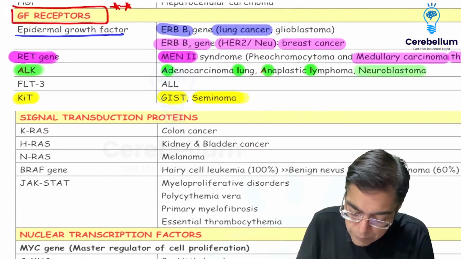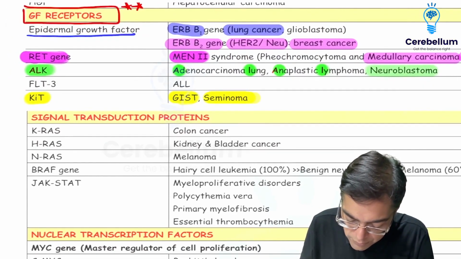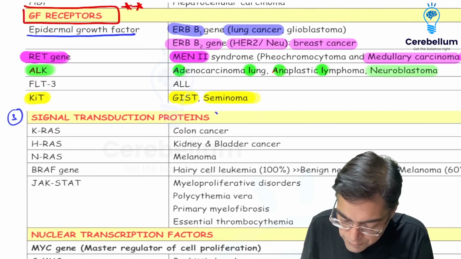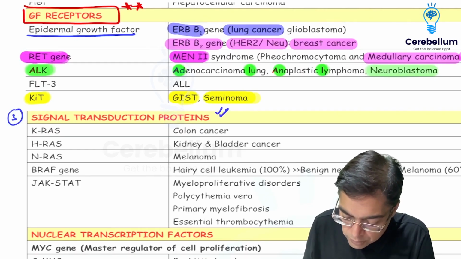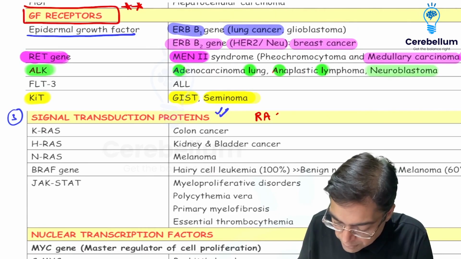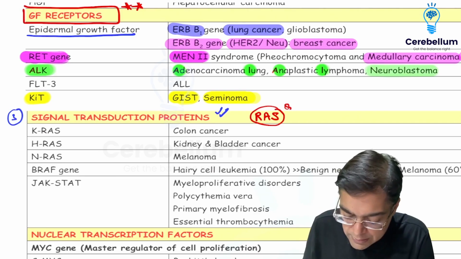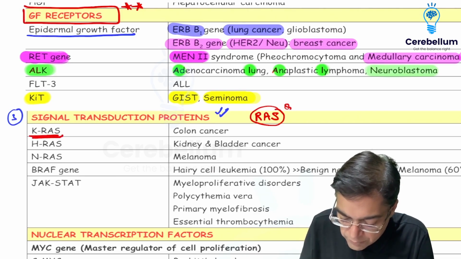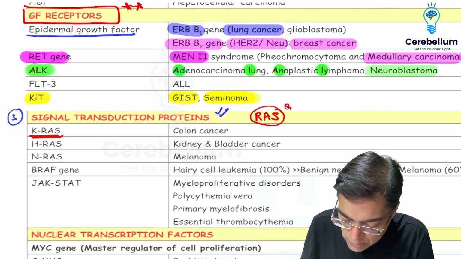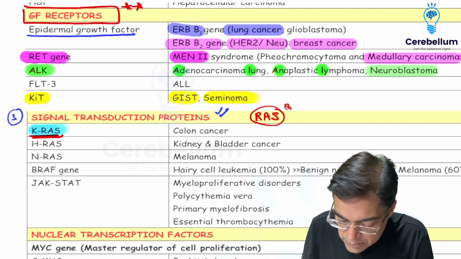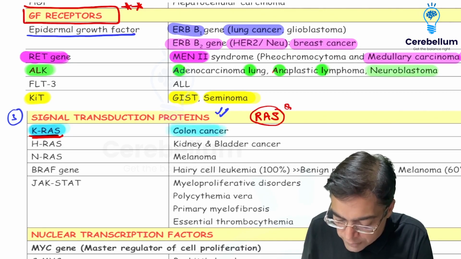Having said that, we talk about the third category of the genes over here. The third category are examples of signal transduction proteins, in which one of the most important genes that we need to remember over here is the RAS gene. The RAS gene is an important gene that examiners love to ask you time and again, especially with respect to the KRAS gene. KRAS gene is what you see in a patient suffering from colon cancer.